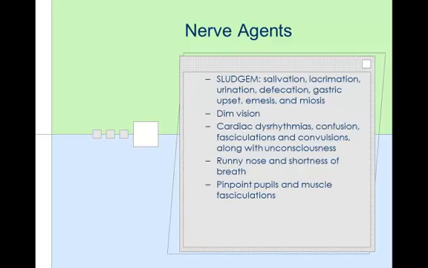With nerve agents, you take a look at SLUDGEM. That's the mnemonic: salivation, lacrimation, urination, defecation, gastric upset, emesis, and miosis. Look at miosis. It does not have to do with cell division like you learn in biology. Also dim vision, cardiac dysrhythmias, runny nose and shortness of breath, pinpoint pupils and muscle fasciculations. What are fasciculations? That's going to be important when you do part of your neuro stuff.